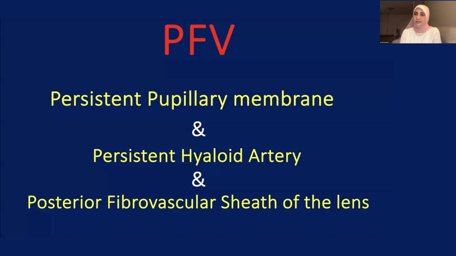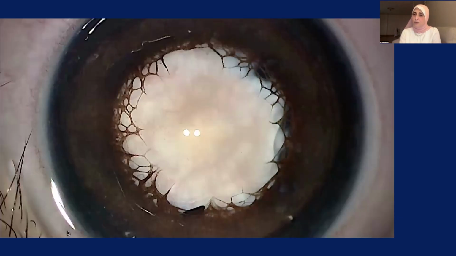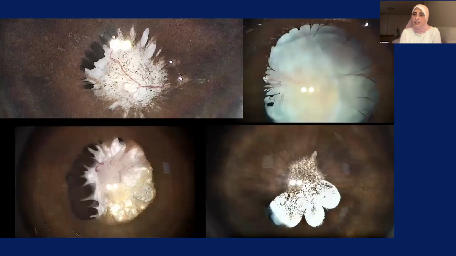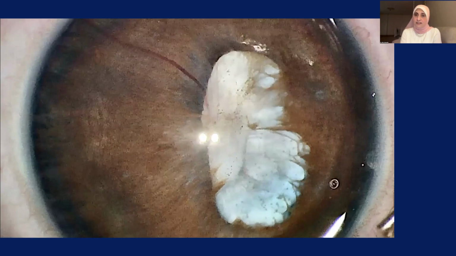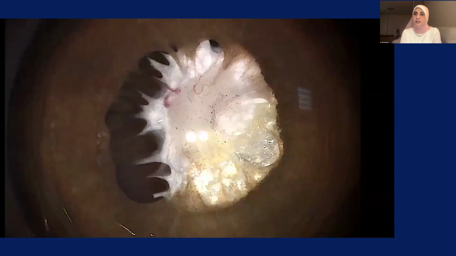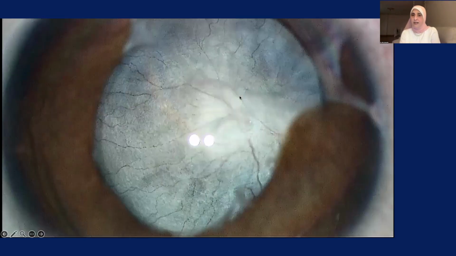Sometimes the three types are present together: persistent pupillary membrane, persistent hyaloid artery, and posterior fibrovascular sheath of the lens. This is persistent pupillary membrane, and usually the membrane, if it is dense and severe, causes irregularities of the pupil. It may distort the pupil like this or prevent good dilatation of the pupil. And you can even see the ciliary processes within the pupillary area. Sometimes, in cases of persistent fetal vasculature, you can see here the fibrosis and the vascularization.